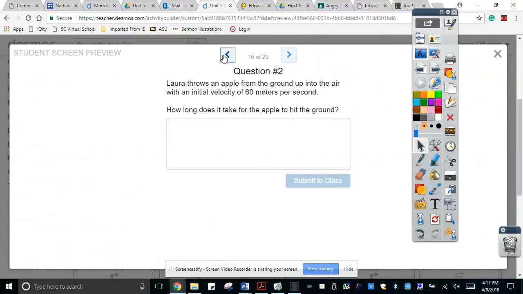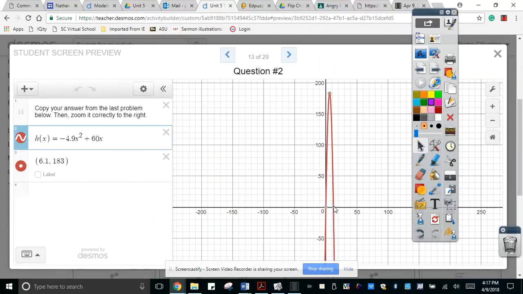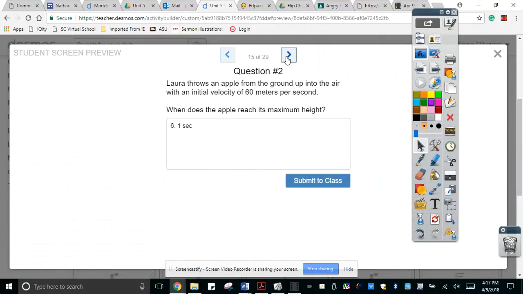How long does it take the apple to hit the ground? So we go back right here and find the x-intercept. It says there 12.2, 0. So in 12.2 seconds, the apple hits the ground. So 12.2.